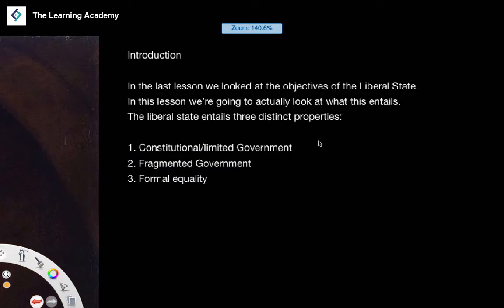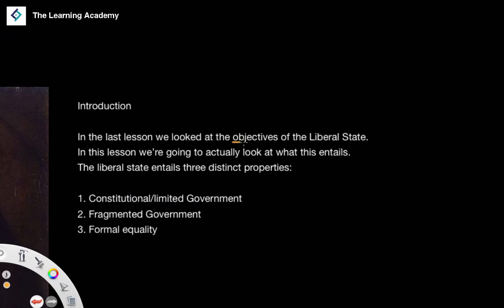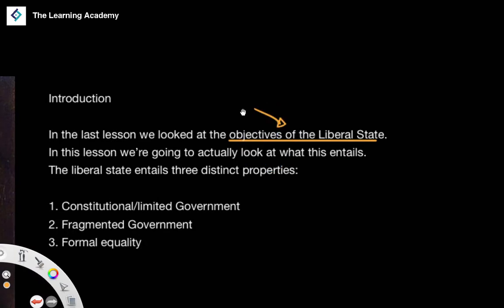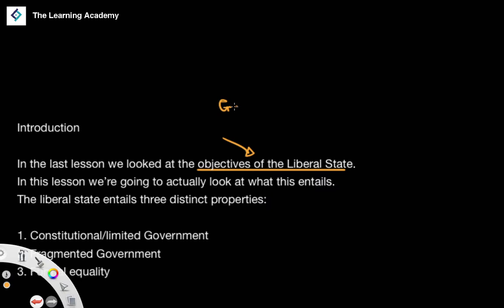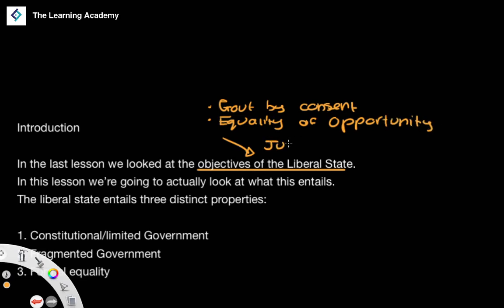So, what does it actually entail when we talk about the objectives of the liberal state? Don't forget, in the last video, the objectives of the liberal state were discussed quite extensively. We have things like government by consent, the equality of opportunity, and also things like justice. There were obviously other ones, like a rejection of the traditional style of government and a number of other things as well, things like meritocracy and the promotion of toleration.